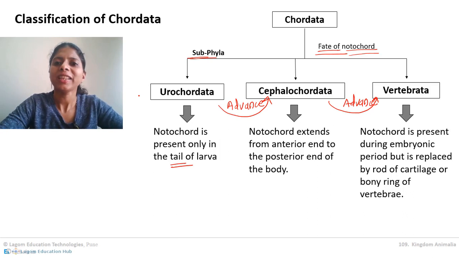In the next video onwards we will study in detail about Urochordata, Cephalochordata and Vertebrata. Till then, remember the characteristics of chordates, the four diagnostic features of chordates, and their further classification.